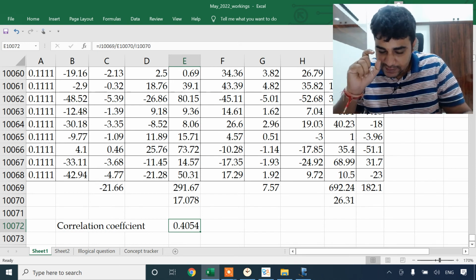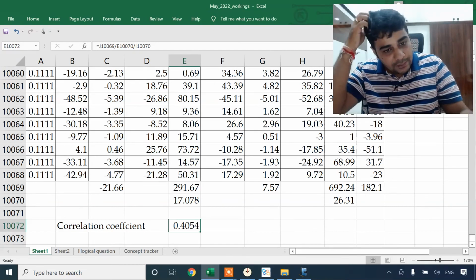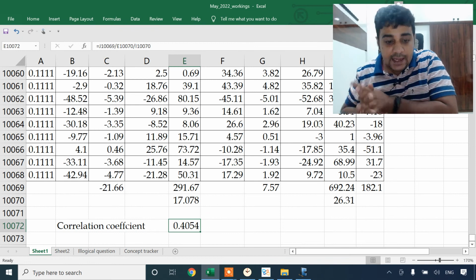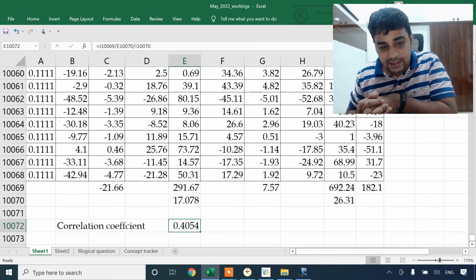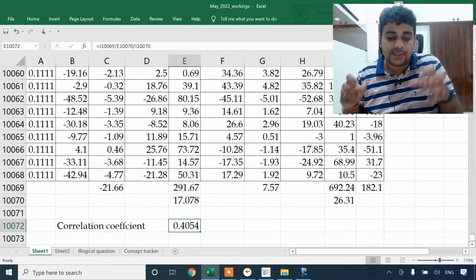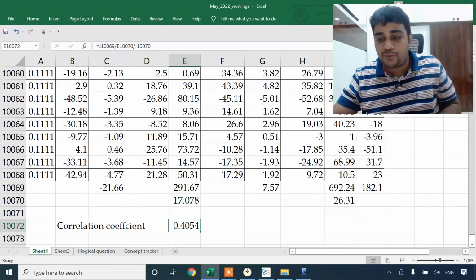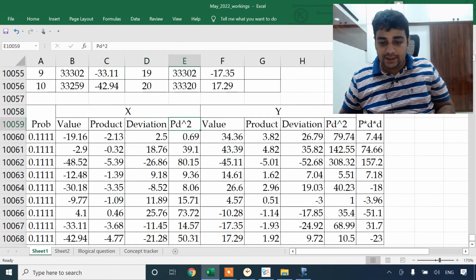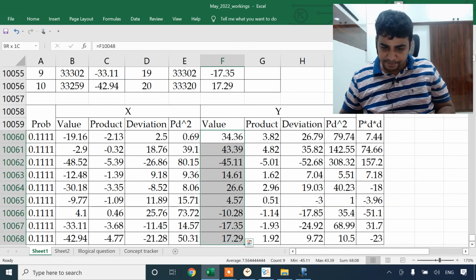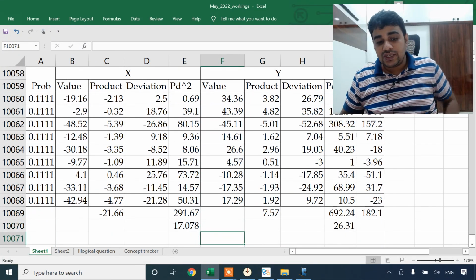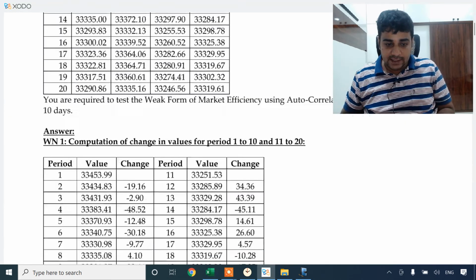There seems to be some positive correlation between what has happened in the first 10 days and what has happened in the 11th to 20th day. So a similar thing can happen on day 21 to 30. There is not a very high linkage, but still a good amount of linkage, 0.405. So whatever is happening on day 11 to 20, a similar action can happen on day 21 to 30. So this is an inefficient market. This is not an efficient market.